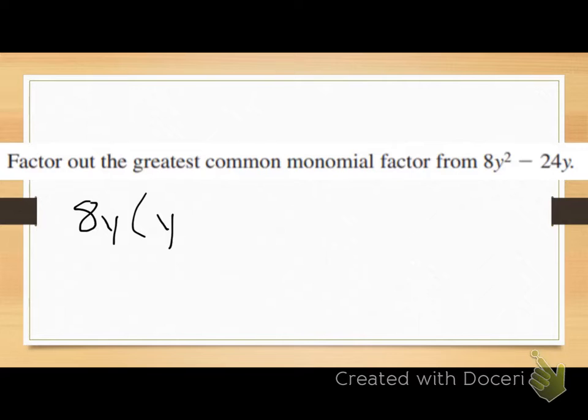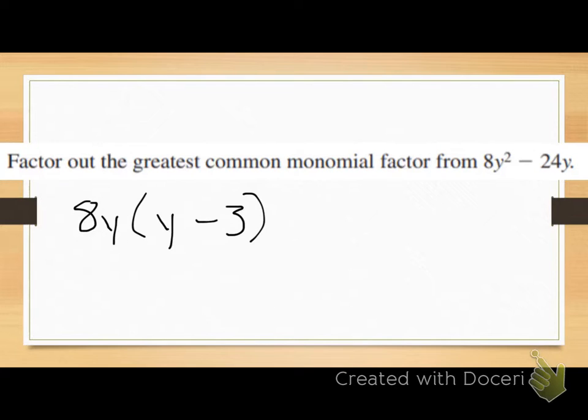Okay. 8 times what will give me negative 24? Not 3. Negative 3. How many y's are in that second term? 1. How many y's am I distributing through? 1. I'm distributing that 8y, right? So there's 1 y there. So how many more do I need to get it to just the 1 y? 0. I just leave it as negative 3.